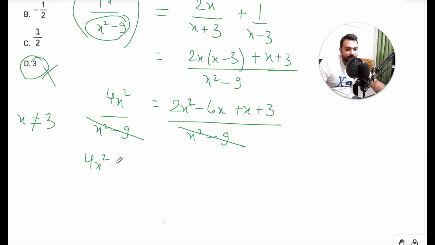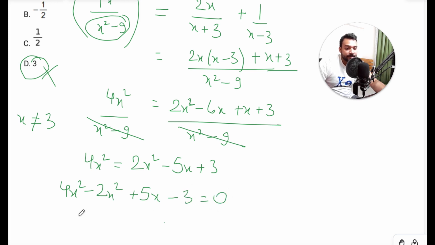4x squared is equal to 2x squared minus 5x plus 3. Let's take this whole expression to the left hand side, the right hand side thing to the left hand side. So 4x squared minus 2x squared plus 5x, the signs invert, minus 3 is equal to 0. 2x squared plus 5x minus 3 is equal to 0.